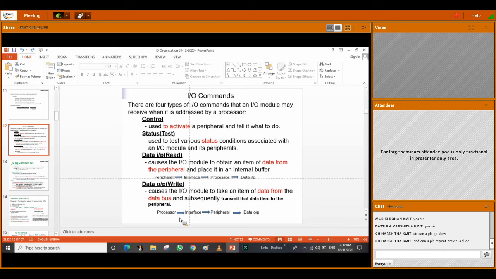And what is the role of the control command here? The control command is used to activate the peripheral devices and tell them what to do. For example, I am taking a printer: which page do I want to print? Like that it is activated. And the status command, which we can also call test, is used to test various status conditions associated with the I/O module and its peripheral devices.